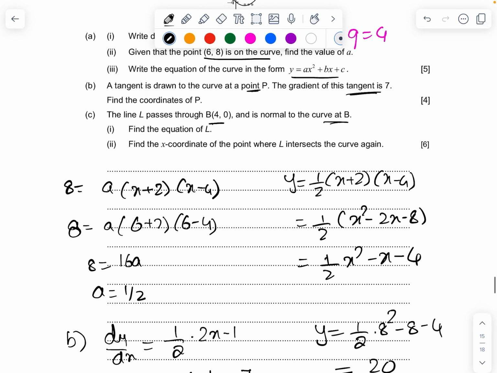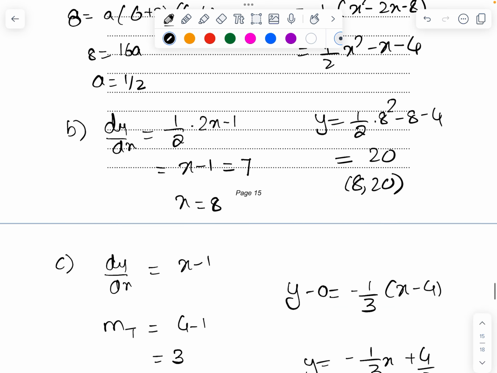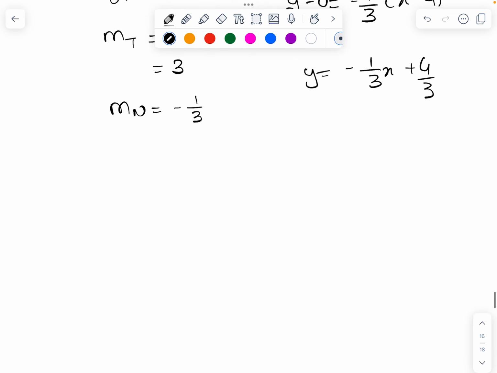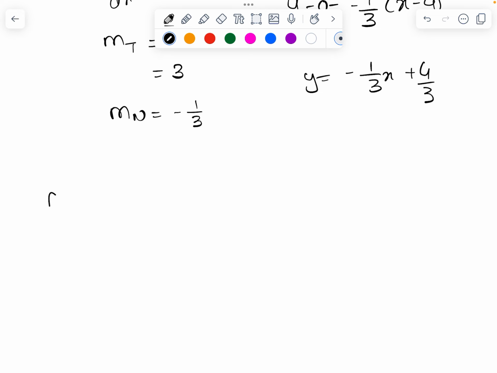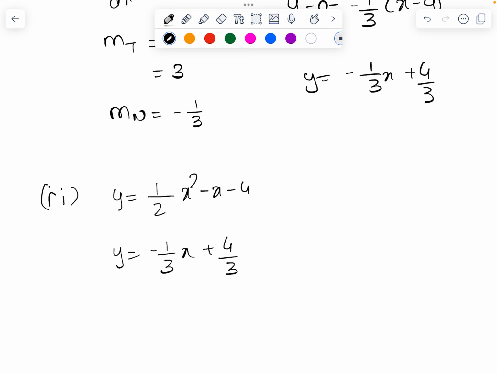Find the x coordinate of the point where the line L intersects the curve again. So part 2, y equals half x square minus x minus 4, y equals negative 1 upon 3 x plus 4 upon 3. Use the GDC, use the graph method. In that you will be getting x equals minus 8 by 3 and x equals 4.